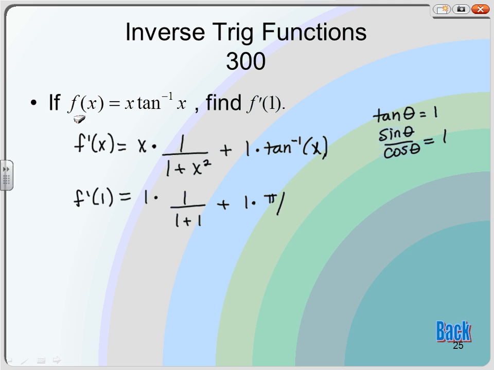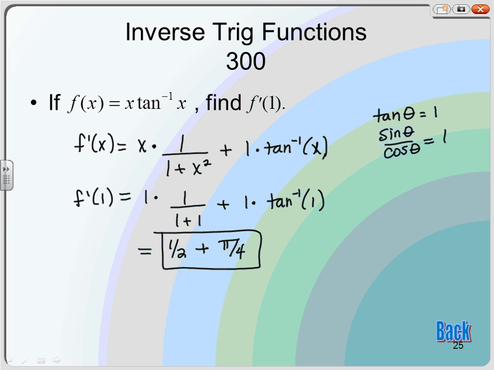Let me write that out first. I get 1 times 1 half plus pi over 4. So 1 half plus pi over 4 is your answer. Now, if you found the decimal version, you should get 1.285. But again, this could be on your non-calculator part, so I would know how to find inverse tangent of 1.